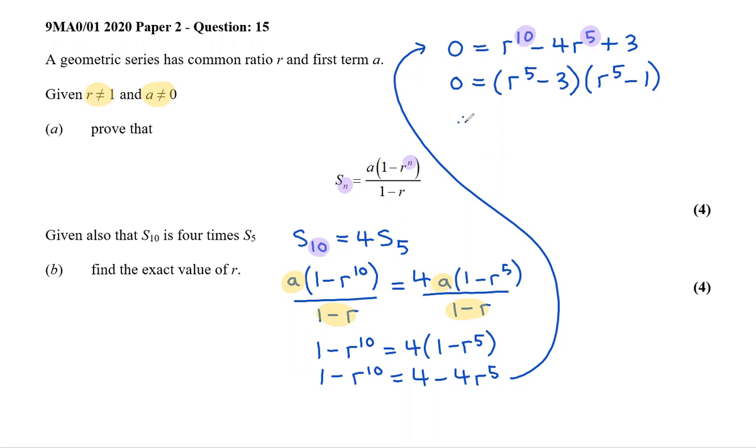So therefore, we have r to the power 5 would equal 3, or r to the power 5 would equal 1. Now, we are told that r cannot equal 1. If you take the 5th root of 1, you're going to get 1. So we can't have that. But we can take the 5th root of 3, and that's not going to be 1. So for the exact value of r, we take the 5th root of 3. It doesn't want the decimal answer, it just wants the exact answer, and that's exactly what it is.